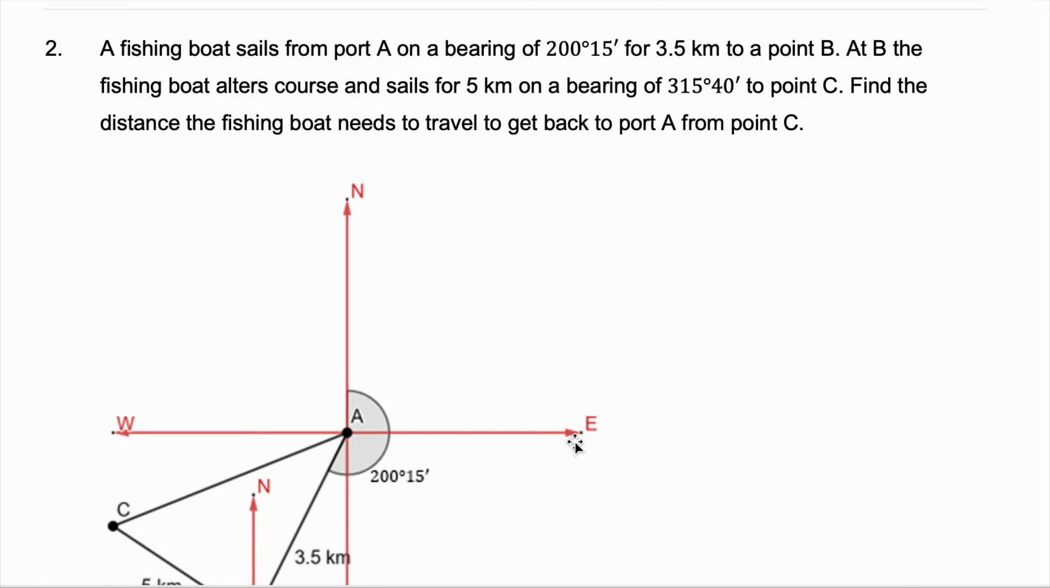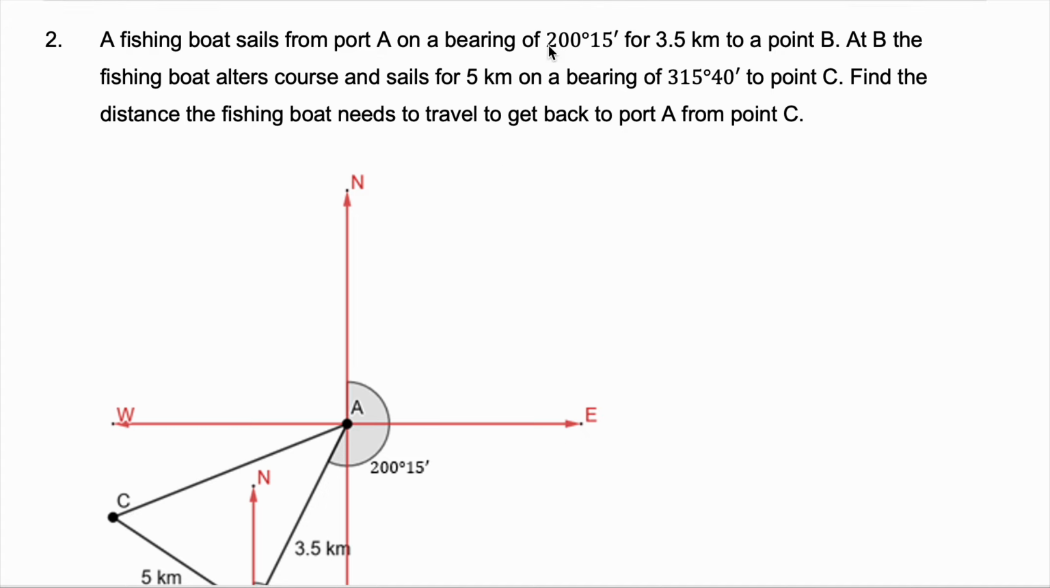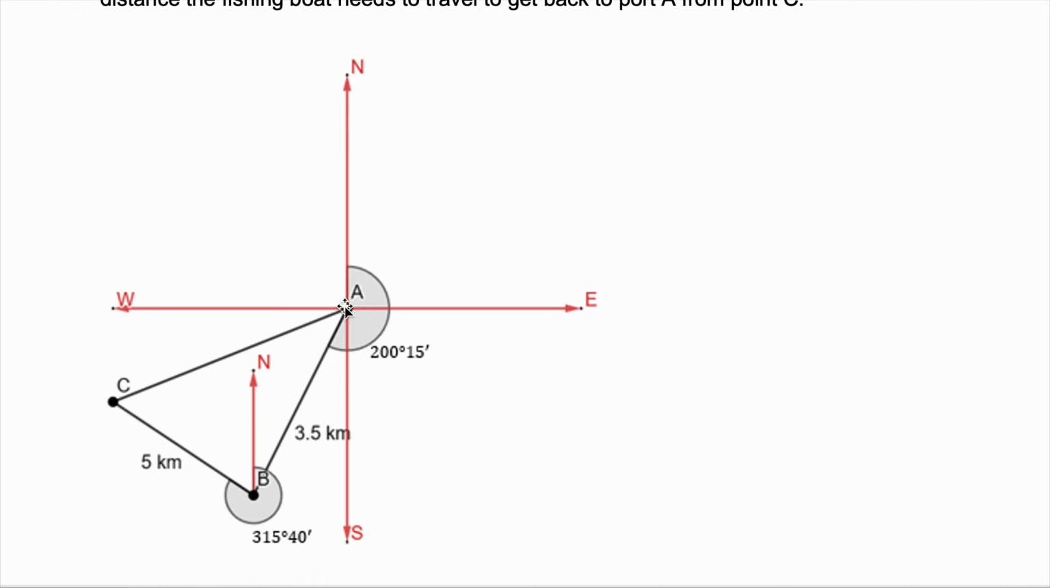Look at this question here. A fishing boat sails from port A, so port A is right there, on a bearing of 200 degrees 15 minutes for 3.5 kilometers to point B. If this is point A, this red, north, south, east, west, those are your true bearing directions. So port A is right there.